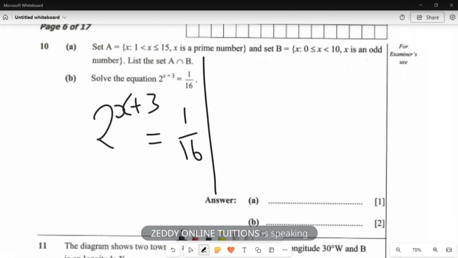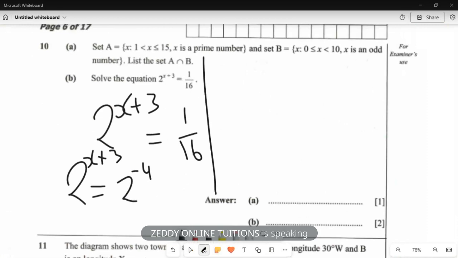So what we are going to do first is we need to convert these, because you can see that 16 is a bigger number than 2, but 1 over 16 is a very small number. So we are going to first convert that 16, get rid of the 1. What does this 1 mean? It means that there's a negative, right? So we can say 2 to the power 2x plus 3 is equal to 2 raised to the power negative 4, right? Because we are trying to get rid of that 1.